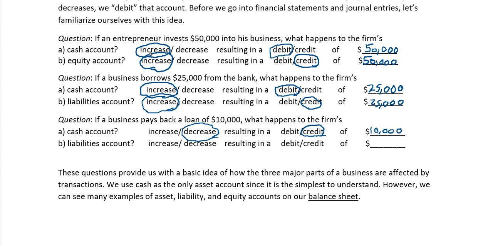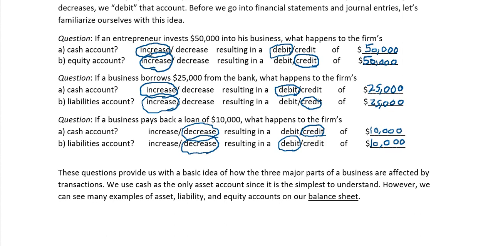And liability. So you're paying back a loan. That means the loan is dropping. So we have a decrease in the amount that we owe to the bank or our lender. And when we have a smaller liability, that requires a debit entry to bring down the credit account. Once again, the amount is straightforward, $10,000. So here you get to see how the debit and credit system works.